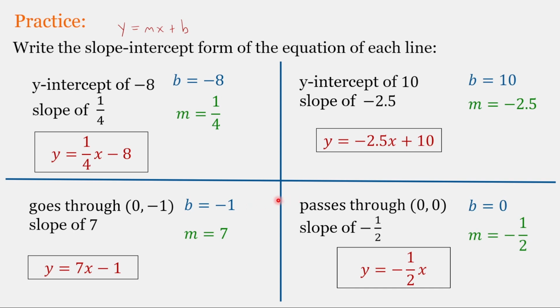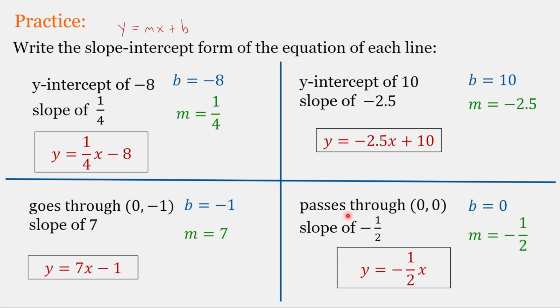In problems 3 and 4, again, the slope is directly given, but we're simply told that the line goes through a point, and in both cases, our points have an x-coordinate of 0, so therefore this is passing through the y-intercept. So if it goes through the point 0, negative 1, this negative 1 is our b value. We get the equation y equal to 7x minus 1.